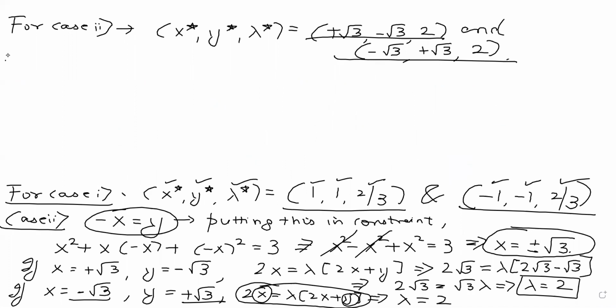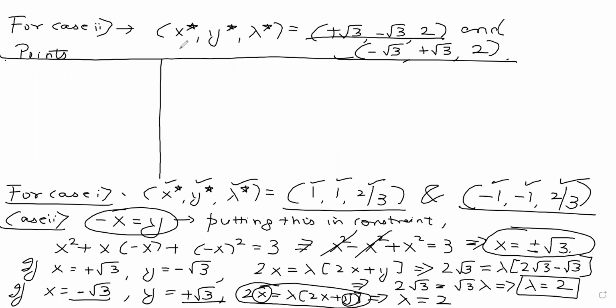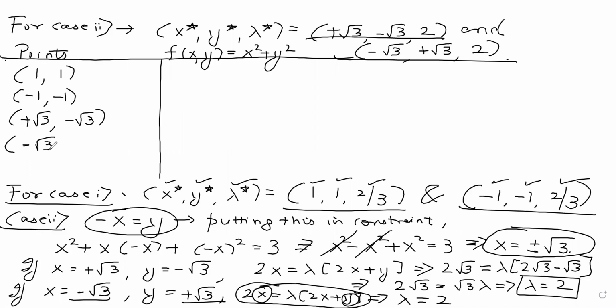Let us look at this. We have the points and we have f of xy, which is x square plus y square. Now I can put all the points. My points are 1 comma 1, minus 1 comma minus 1. Then we have plus root 3 comma minus root 3. Then we have minus root 3 comma plus root 3. These are all possible pairs of x comma y, which we have got. I plug them in the function.